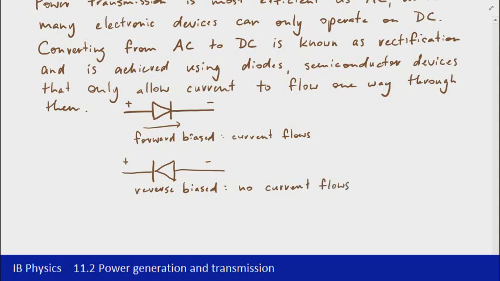One last little point here as well: in order for current to flow through a forward bias diode, you'd actually need a 0.7 volt drop, 0.6 to 0.7 volts. Again, we're not going to go into that in any detail, but just to mention it there.